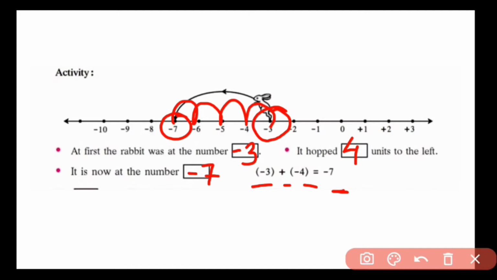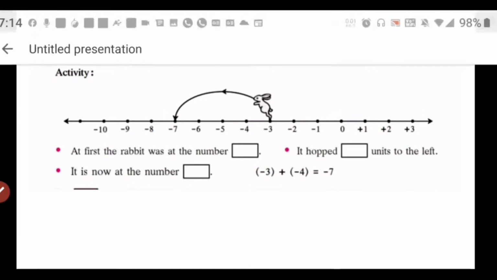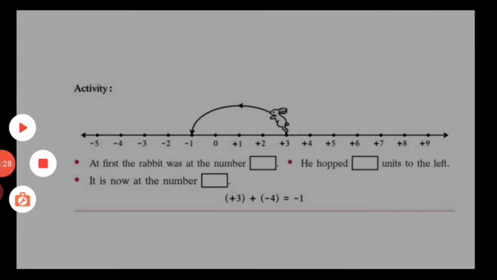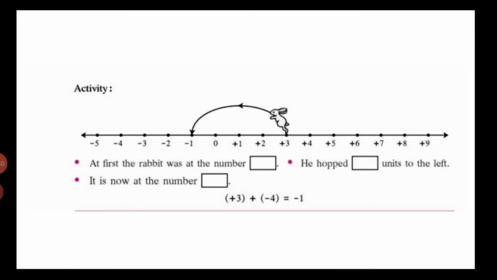So when it hopped to the left, what did we do? We have done -3 plus -4. That means that many units we have added but with a minus sign. Now let us see one more activity. At first, the rabbit was at the number plus 3. Can we see here? It is at the number plus 3.